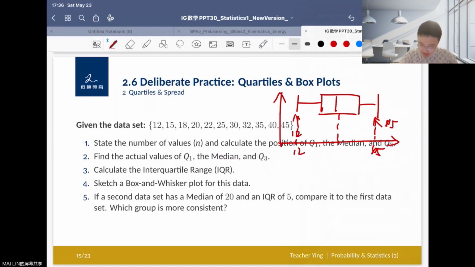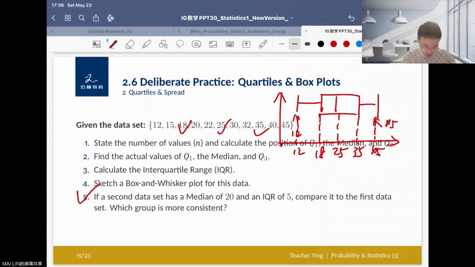And the median we said is the sixth data, right? We already said the data is 25, right? 25. And Q1 is 18 right here. And also Q3 is 35 right here, okay? That is the box and whisker plot. So each data is represented by its exact values, okay?